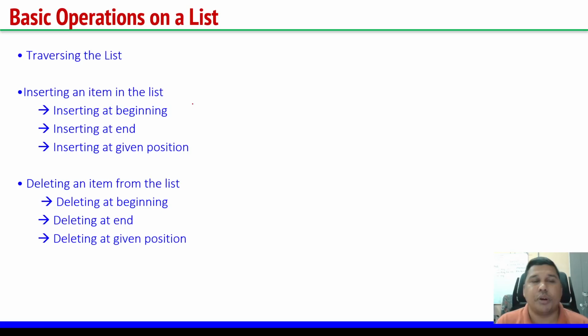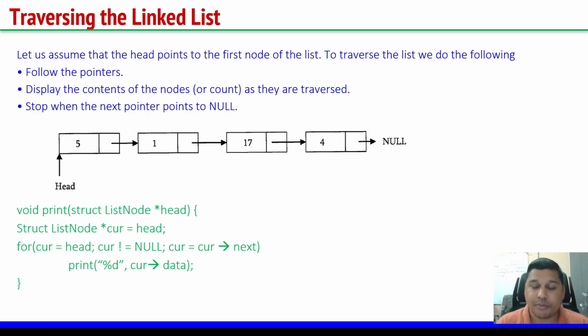Okay. So, operations on a linked list: we can perform traversing. If you have a list, you can always go through the list. Then we have some operations, inserting and deleting. What is the drawback of an array? In an array, we cannot insert a new element or delete an existing element. That is possible in a linked list. Okay. So, inserting an element, deleting an element, we will try to see. First, traversing a linked list.